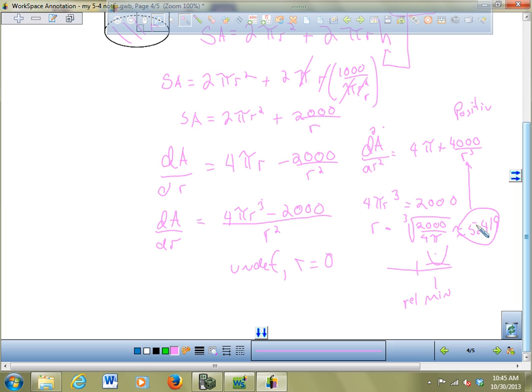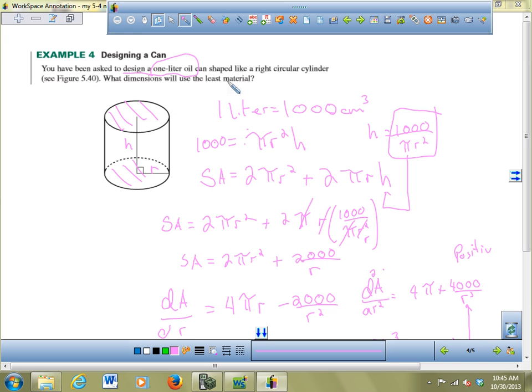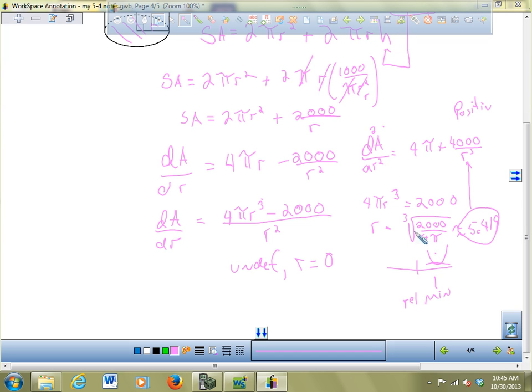And then you have to make sure that that answer makes sense. It says what dimensions will use the least material. If you take that 5.419 and you plug it in here, you get out about 10.8 something. So it turns out that's 10.88 or something like that. So the dimensions are, it's basically that this one is double the other one, is what it comes out to be. And somehow in your book they show algebraically that this is equal to double this, and I couldn't figure out for the life of me how they figured out that 2r is equal to h algebraically. They said with algebra we show that this is this, and I couldn't figure it out.